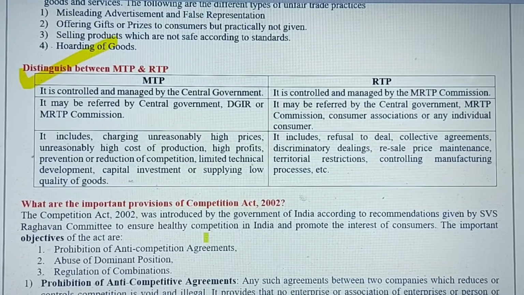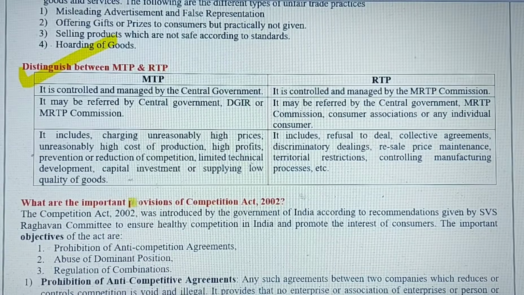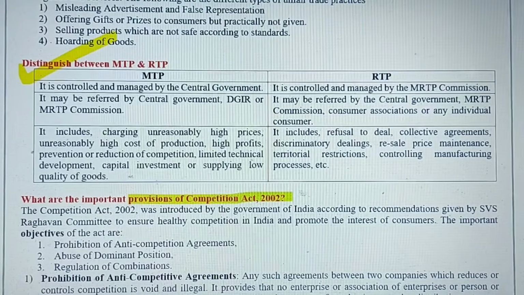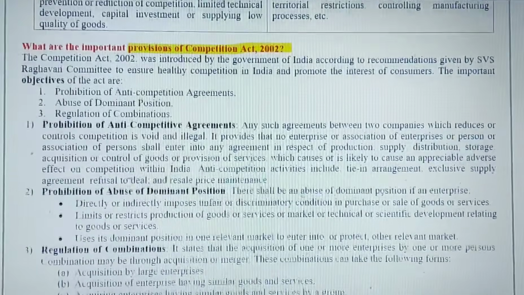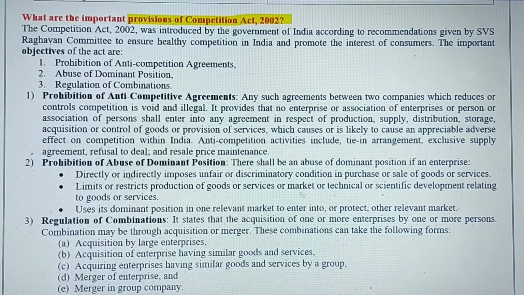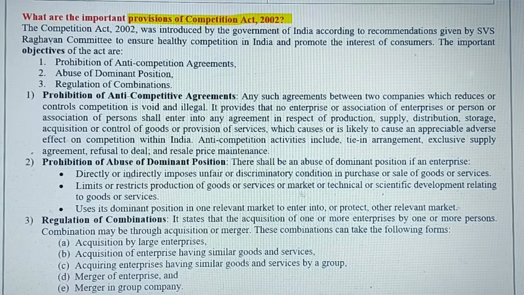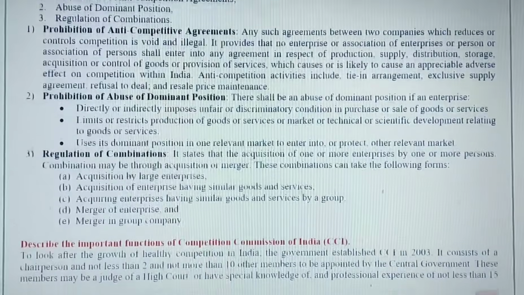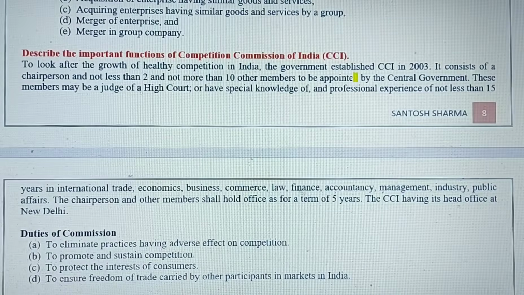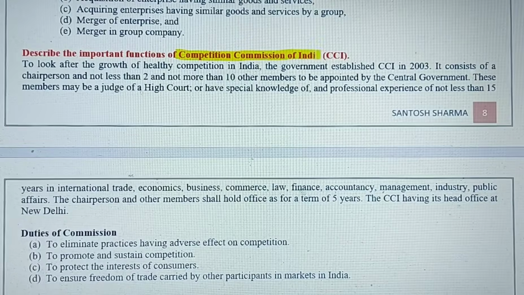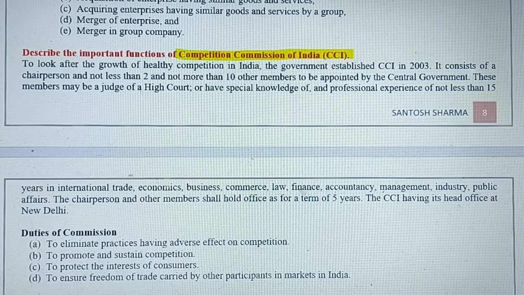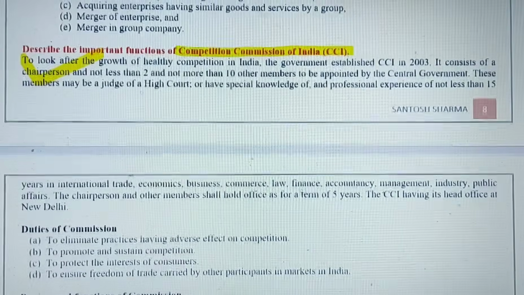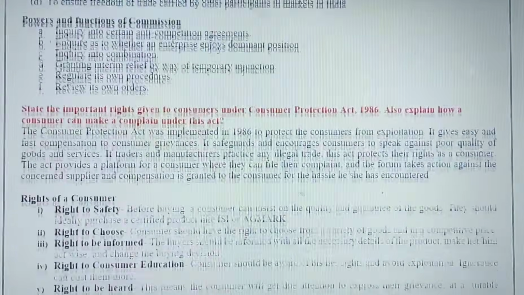Okay, the next important question, that is the important provisions of the Competition Act 2002. So what were the main objectives you can describe, like prohibition of anti-competition agreements, abuse of dominant positions, and like that. So these are the important objectives of this particular act. Okay, next very important question, Competition Commission of India, its duties, its powers, its functions. As we know that this is basically formed to control the competition in India.